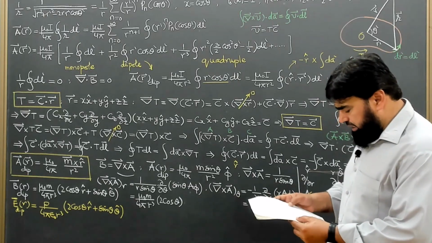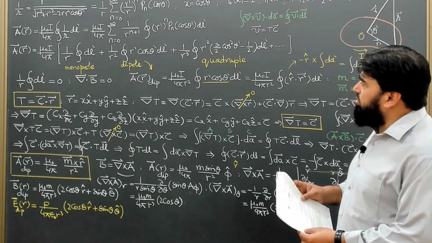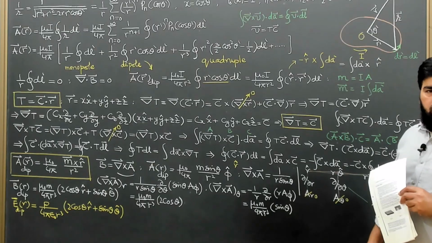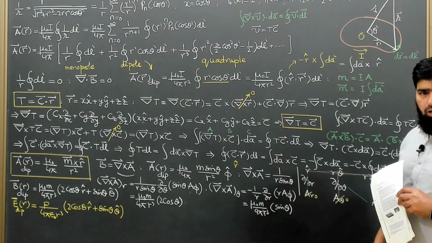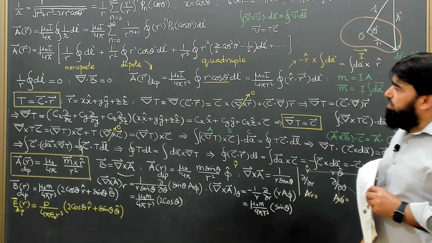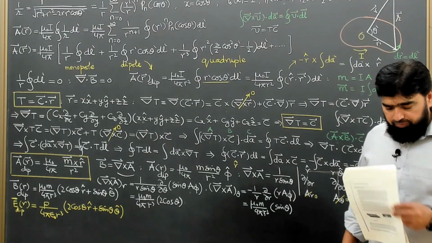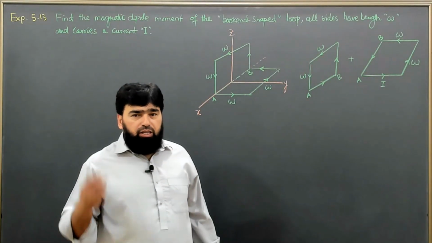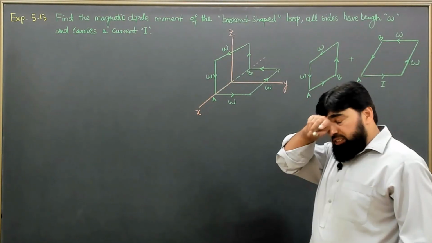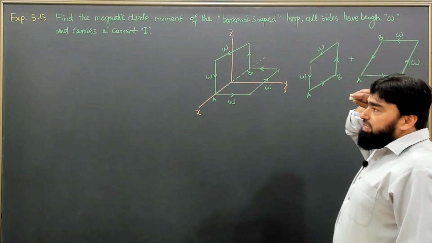And with this, I hope we have covered all this, and only one example remains, which we will solve after this one. And with this, our magnetostatics chapter will end. So we are in the last example of this chapter. This is example 5.3.